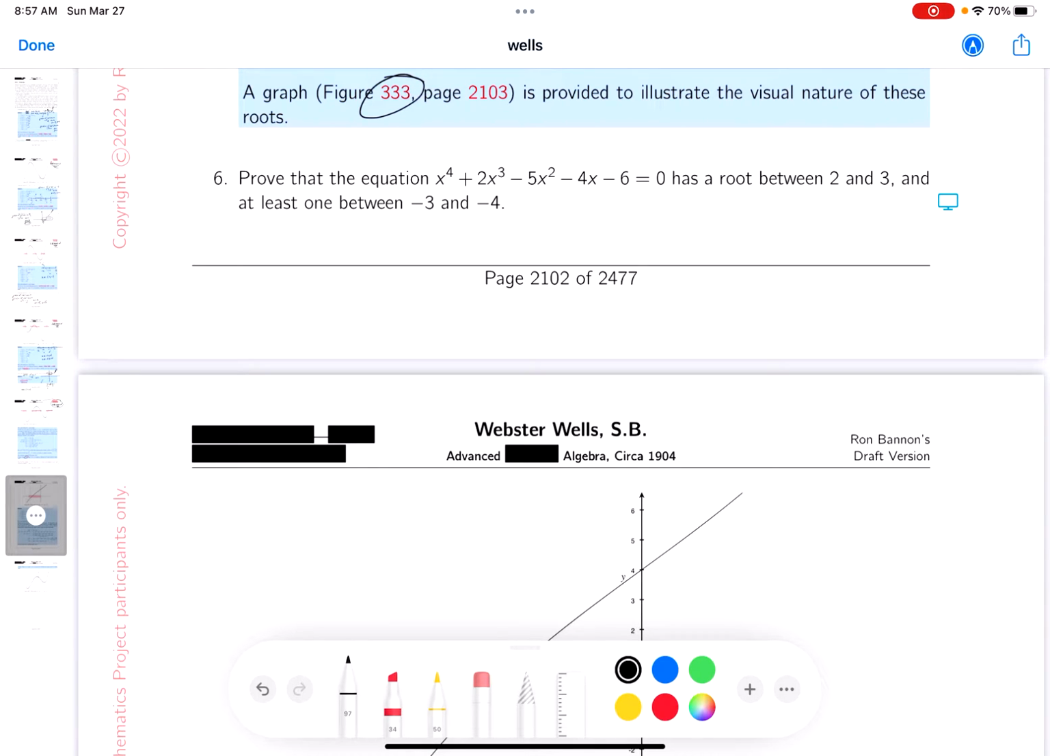Okay, fourth degree polynomial, leading coefficient is a positive 1. If this is the x-axis, I know it's going to be shooting up at some point and shooting up at some point over here. It's in between, I don't know much about it. So what I want to do is just write down the function f of x, and that's x^4 + 2x^3 - 5x^2 - 4x - 6.